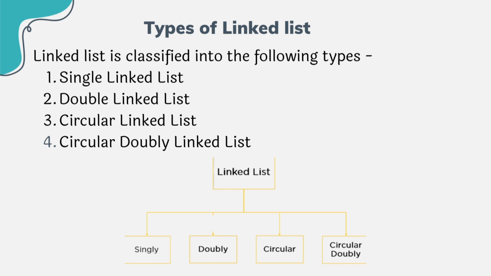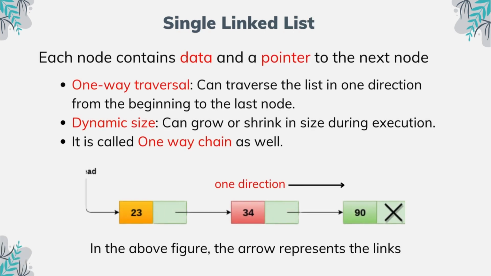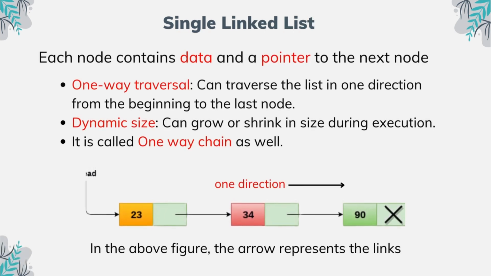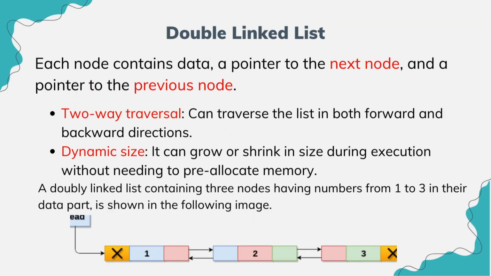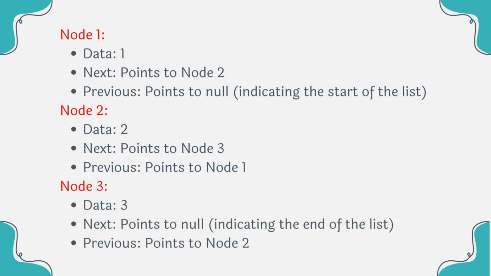Each element or node in the list contains data and a reference or pointer to the next node in the list. Think of it as a train with cabooses linked together, but only one way. Doubly linked list. Similar to a singly linked list, but each node also has a pointer to the previous node in the list. Imagine the train cabooses can connect to each other in two directions.